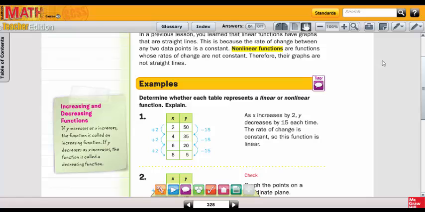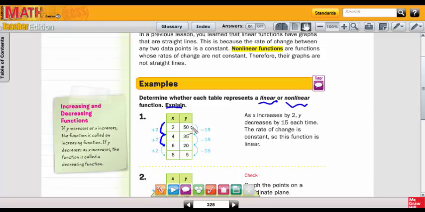So let's take a look at problem number 1 here. It asks us to determine whether each table represents a linear or a nonlinear function, and then explain that. So basically what we're looking for is if it has a constant rate of change, we're going to say it's linear. If it's not constant, we're going to say it's nonlinear. And there are two ways to figure that out, which you're very familiar with. First of all, you can do exactly like they did here in the chart, and you can recognize that the change from 2 to 4 is plus 2, from 4 to 6 is plus 2, etc.